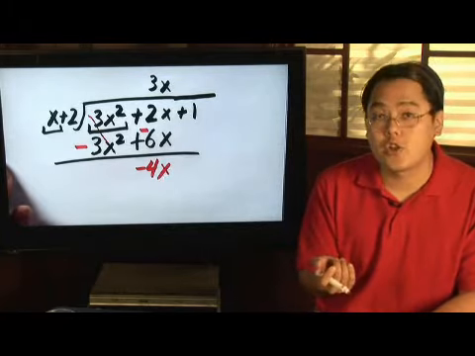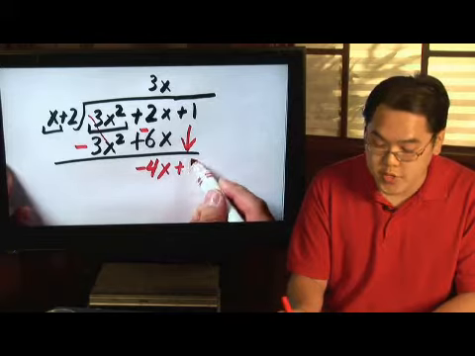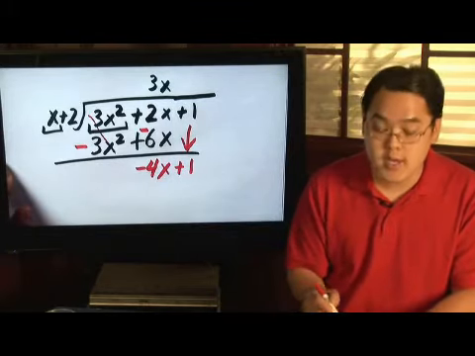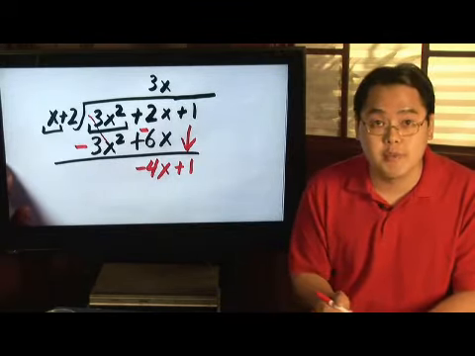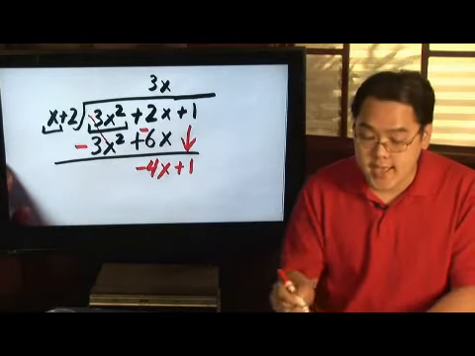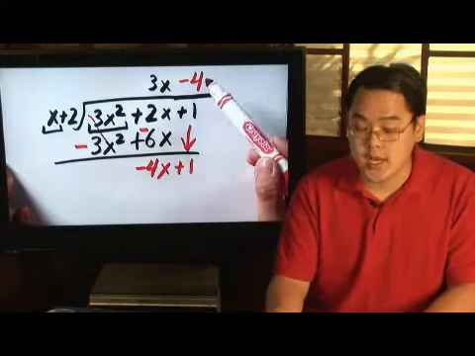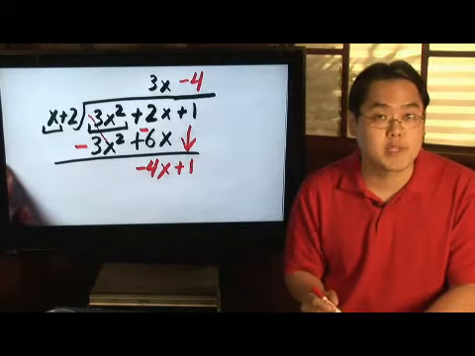Now, just like in regular long division, you bring down the next number, the next term. So we're bringing down the plus 1. Same exact approach as we did before. x times what is going to give you negative 4x? That's actually going to be negative 4. Same thing. Take the negative 4, multiply by the x plus 2.